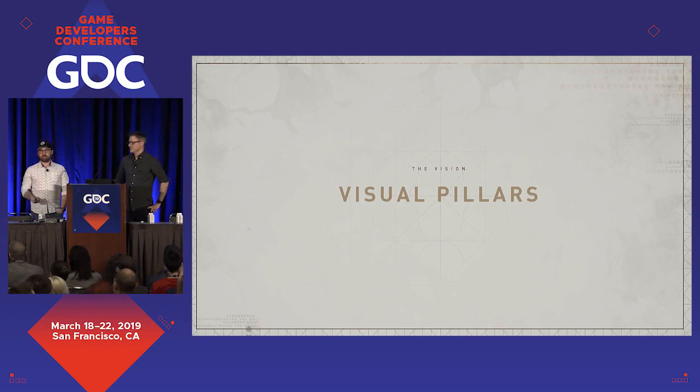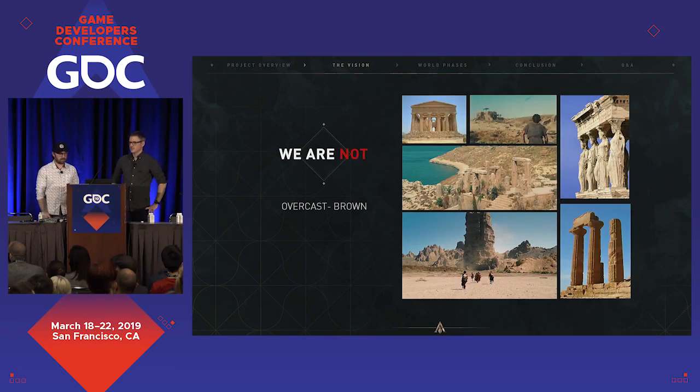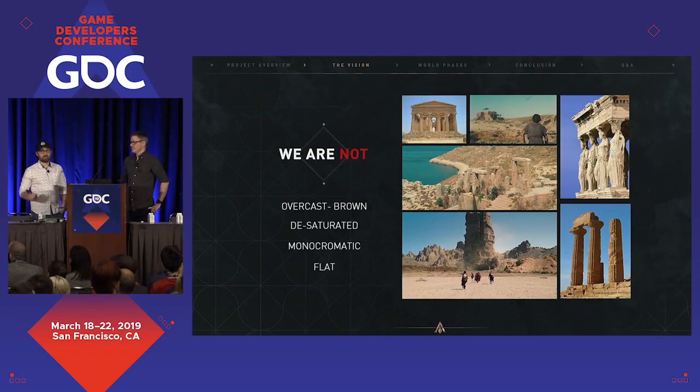And to define the visual pillars, what we decided to do was actually to define what we are not. We thought it was easier to go down that route. So after going through all of the previous media that we'd been through, watching loads of cool movies, quite often Greece was depicted as an overcast brown, desaturated world that was quite often monochromatic and quite dry and arid.